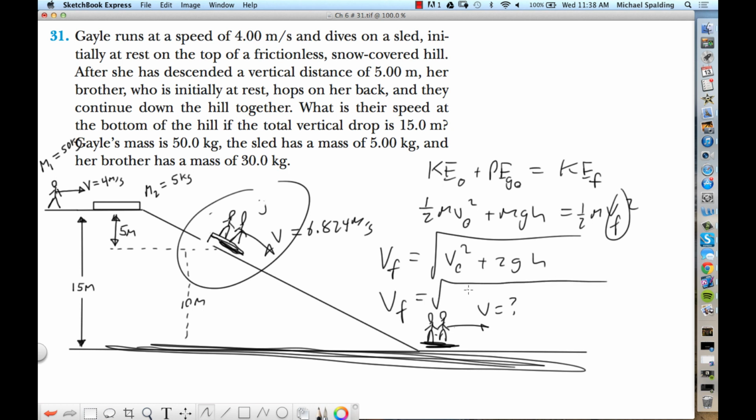So v initial is 6.824, squared, plus 2 times 9.8. The vertical drop is 10 meters. So you find out their velocity at the bottom of the hill is 15.6. And that should be the answer, I hope. Is that the answer? That's a sequence problem. First find this, then find this, then find this, then find this.